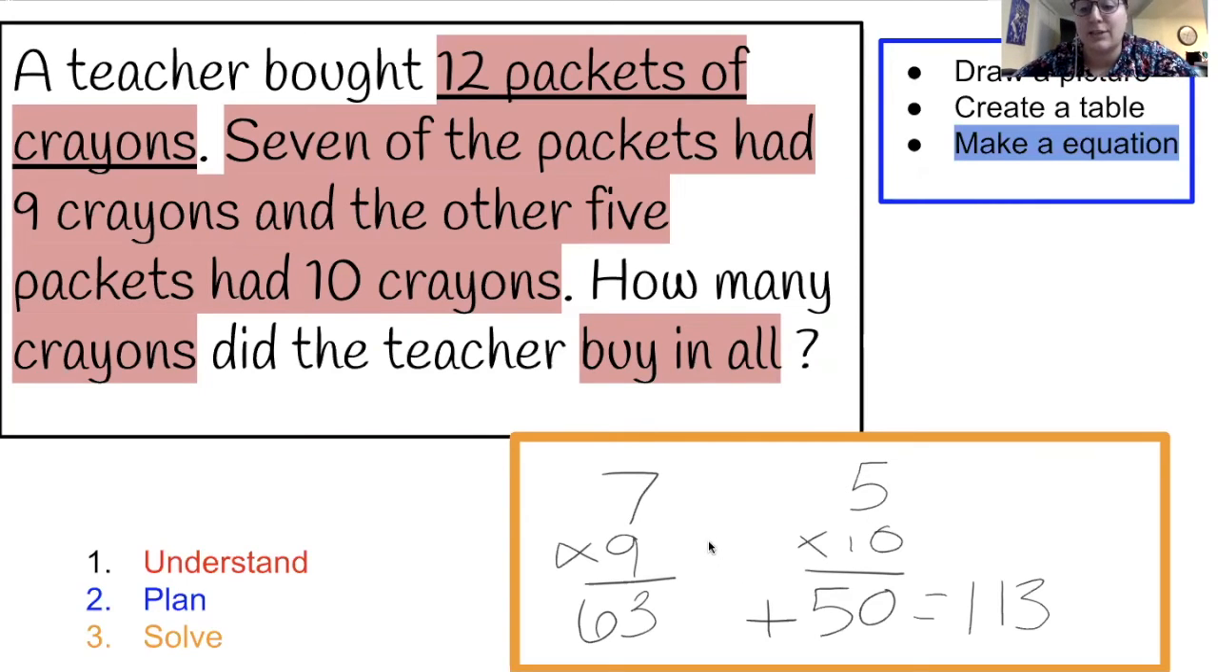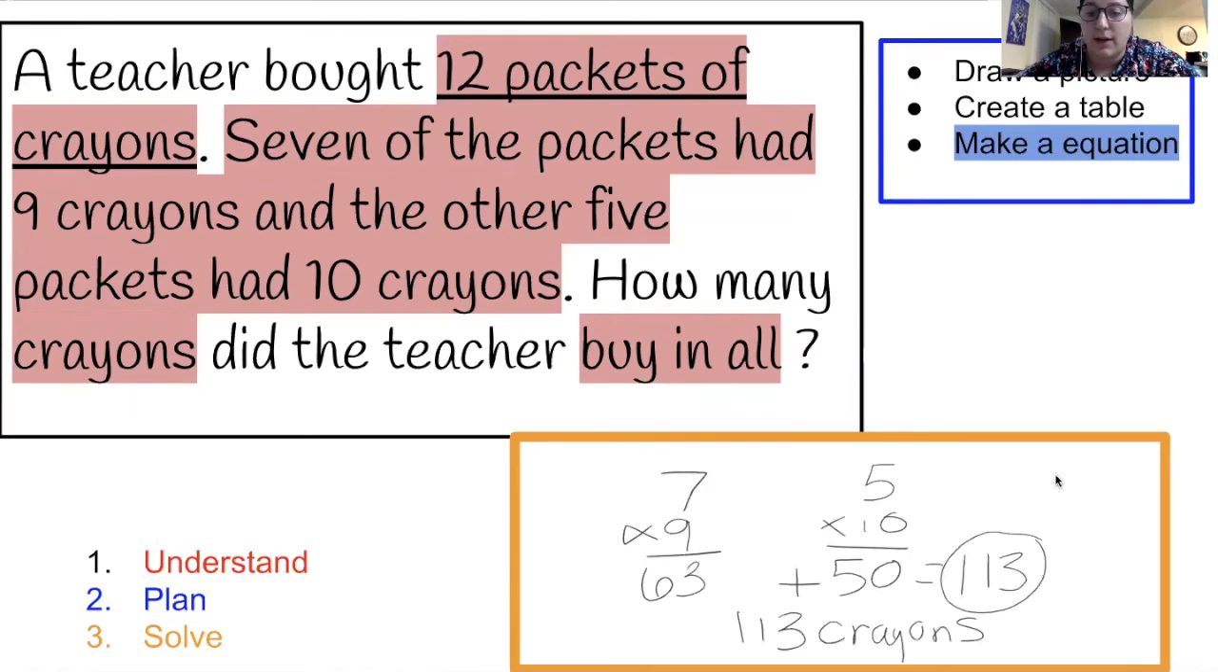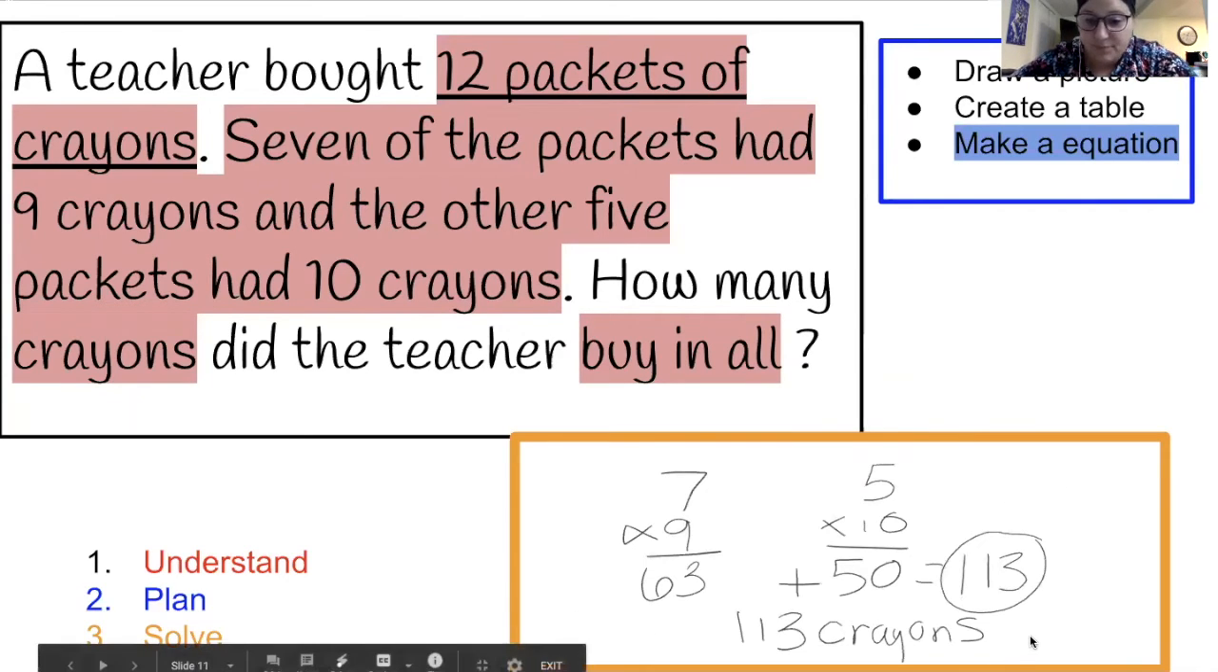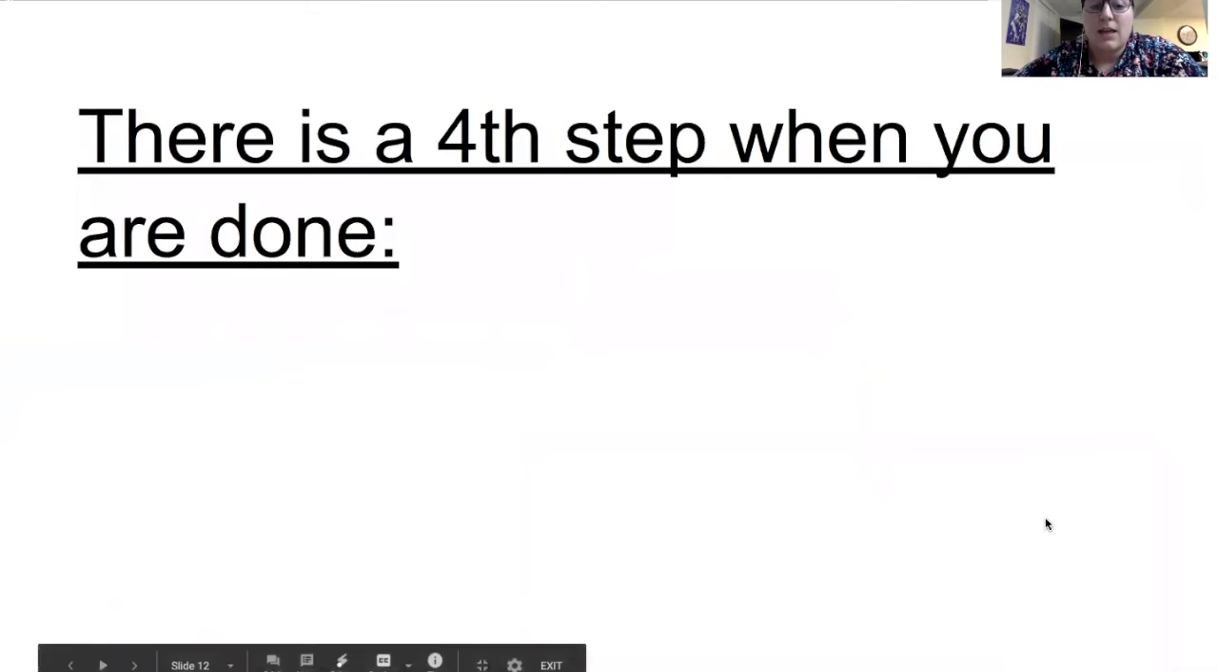So like I said, it actually had 2 steps. I needed to multiply to get the totals in the packs, and then I needed to add to get my total. So we had 113 crayons. Okay, I also labeled that. There is a 4th step, but we're going to get more in depth with that tomorrow.